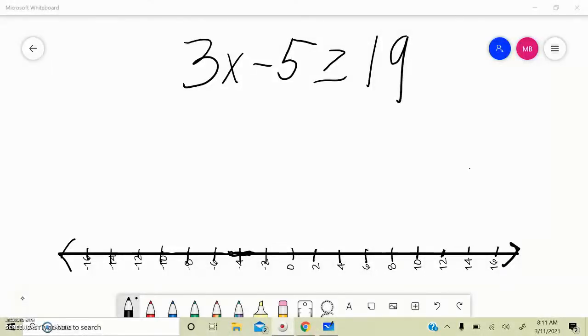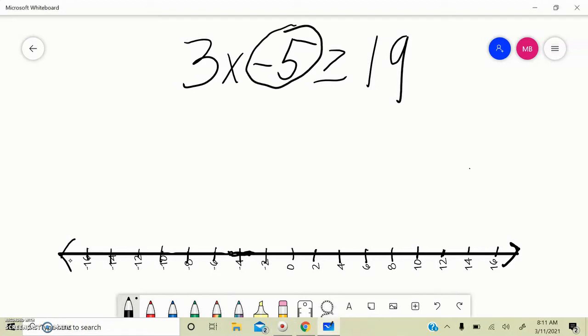Today we're going to be discussing two-step inequalities. Very similar to two-step equations. The only difference with this one is the sign. And I'm going to be using an inequality sign as opposed to an equal sign. So, just like with my equations, I'm going to start with my constant.